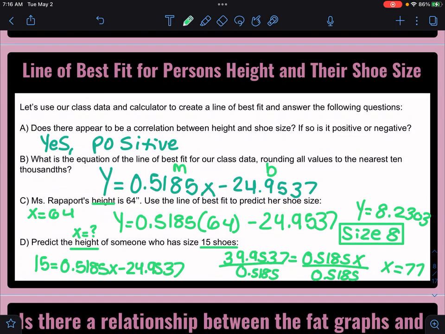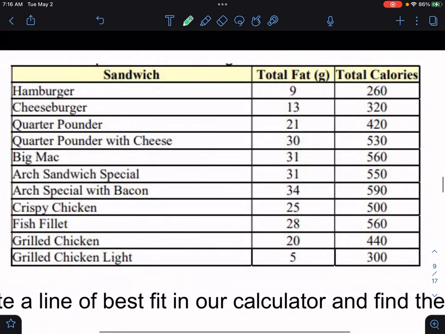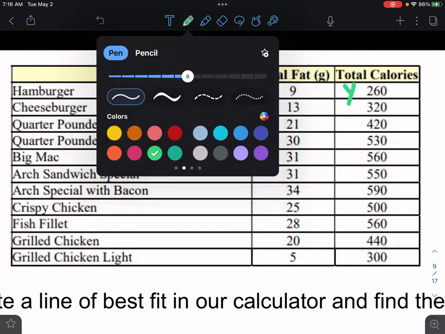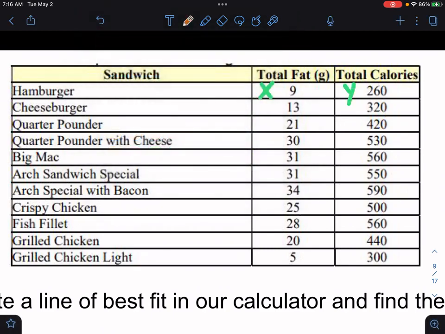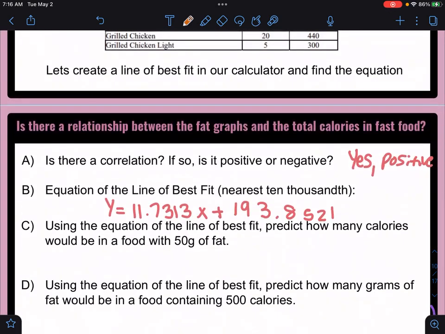Alright, now we want to know, is there a relationship between fat grams, which we see as total fat, and total calories? So again, I would go home in my calculator, go to lists and spreadsheets, type this in as my x and this is my y, and then I would look at the scatter plot. When I looked at the scatter plot, I saw that it was following a positive correlation, so I said yes, there's a correlation, it's positive. Then I went back to statistics, stat calc, and linear regression, and I found my m and my b, which allowed me to make this equation.